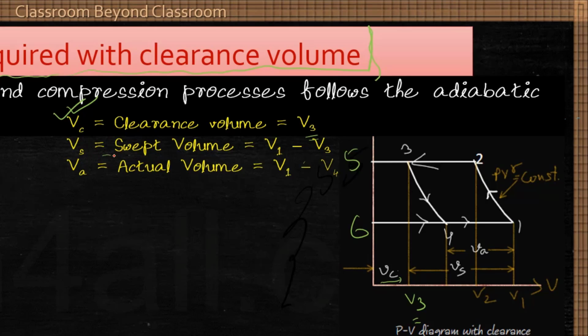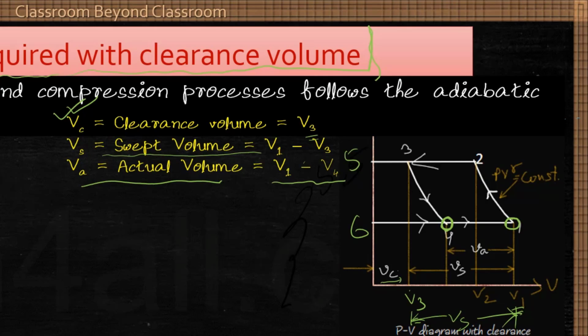Now what is the swept volume? Vs is equal to V1 minus V3. So this is V1 minus V3, that means this is the swept volume Vs. Now the actual volume is V1 minus V4, because actual suction takes place from 4 to 1. That is called the actual volume.